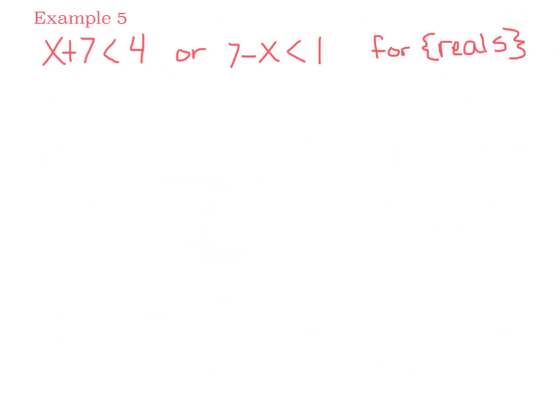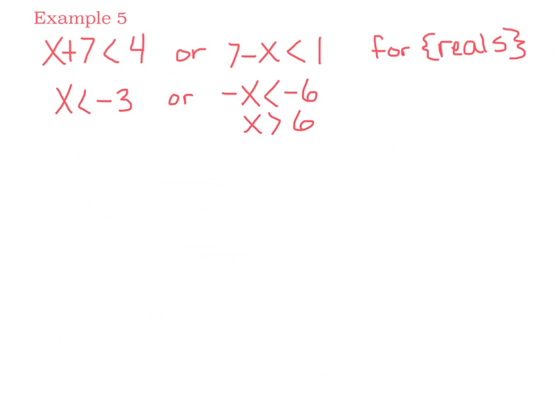Okay, our next example, we've got x plus 7 is less than 4, or 7 minus x is less than 1. So that's a compound inequality, and we're doing this for real. So we're going to just solve each one. We've got x is less than 4 minus 7, which is -3. And then we have negative x is less than 1 minus 7, which is -6. And then we need to divide both sides by -1 and switch the sign. X is greater than 6.